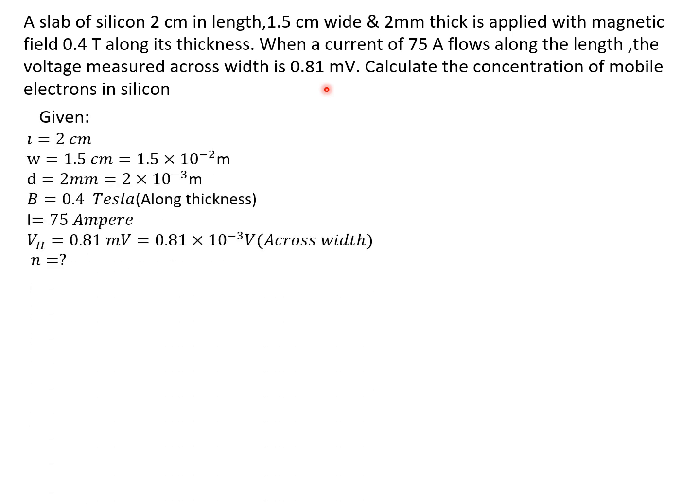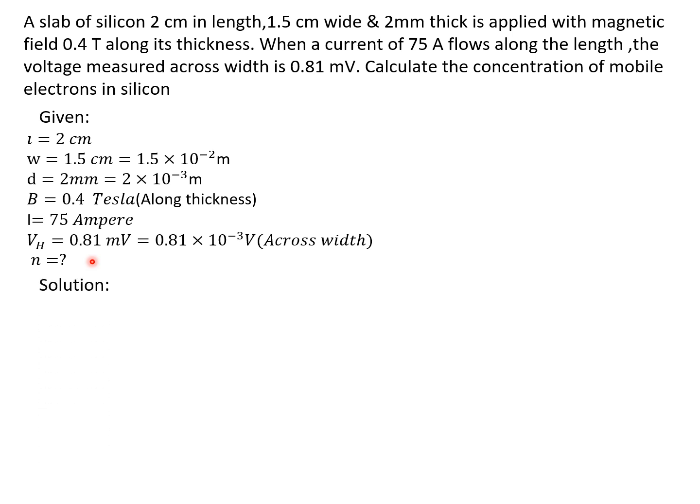Let us summarize the given data. Dimensions are given. Length is 2 cm, width is 1.5 cm, depth is 2 mm. The lengths are converted to meters. B is 0.4 Tesla. Magnetic field is applied along the thickness. Current is 75 amperes. Hall voltage is 0.81 millivolts. We need to convert SI units: 0.81 into 10 raised to minus 3 volts. It appears across the width. We have to calculate charge carrier concentration in silicon.